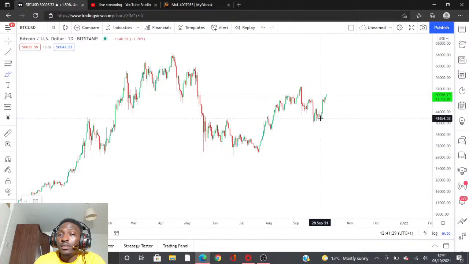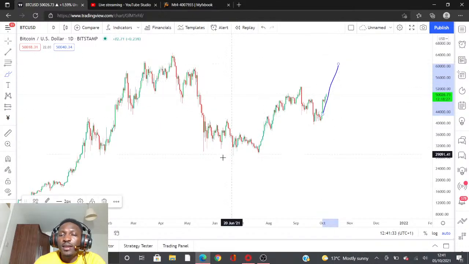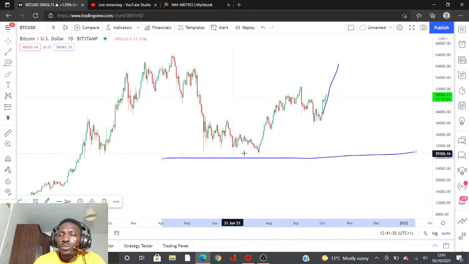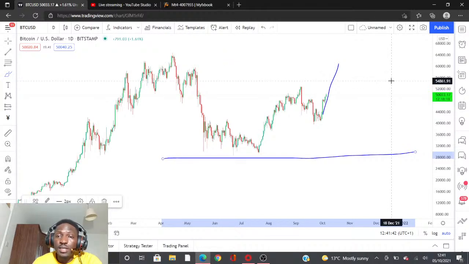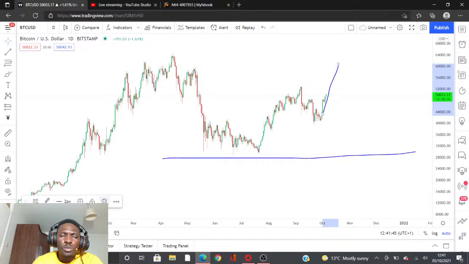So if you're long on Bitcoin, you might as well just hold it, because at the end of the day, like I said, this is a level you need to be worried about. The market could come back to this level before it continues, if it actually takes off. So if you're in it and you're looking to add to your position, I don't think you should be in a hurry to do that.